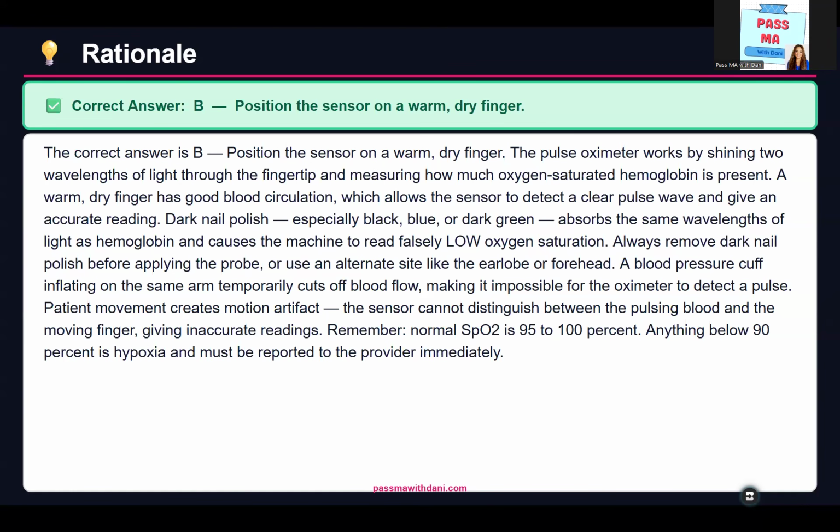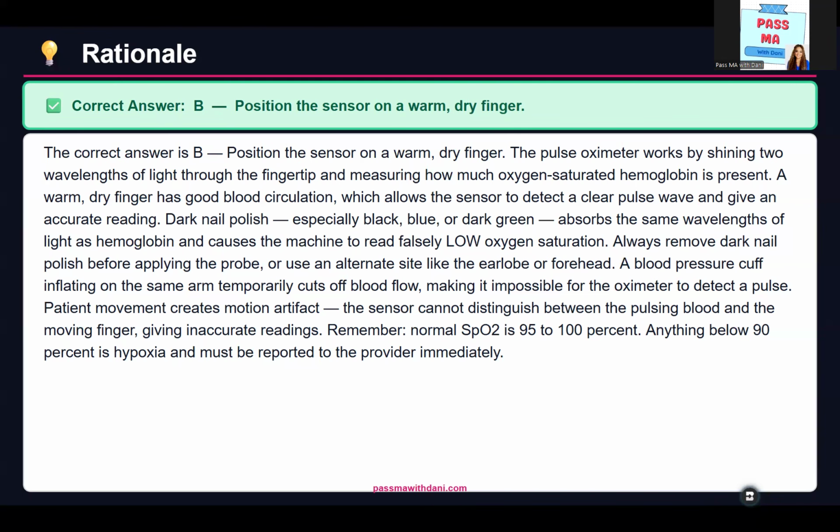If a patient is wearing dark nail polish, especially deep dark reds, black, blue, dark greens, these actually absorb the same wavelengths of light as hemoglobin, and it can cause the machine to read falsely. It may not even pick up a reading, or it may give an inaccurate low oxygen saturation. So always remember to remove any dark nail polish before applying the probe.